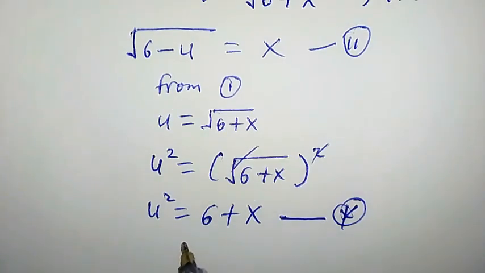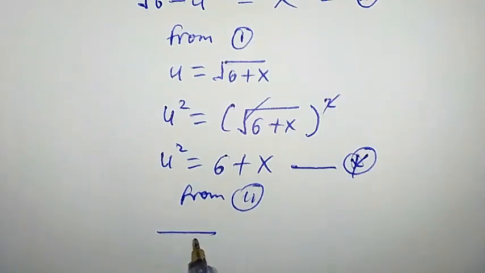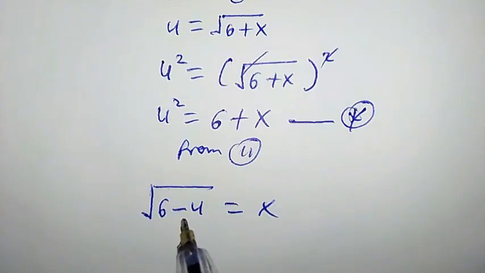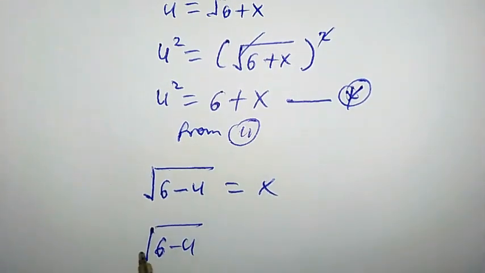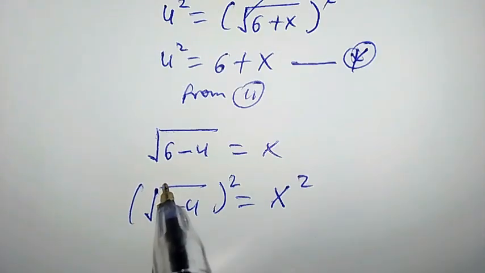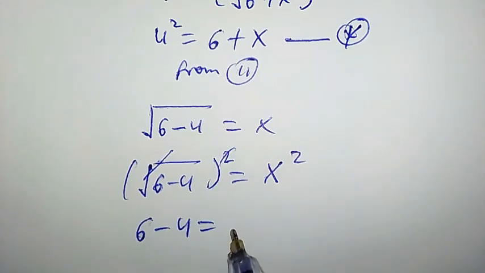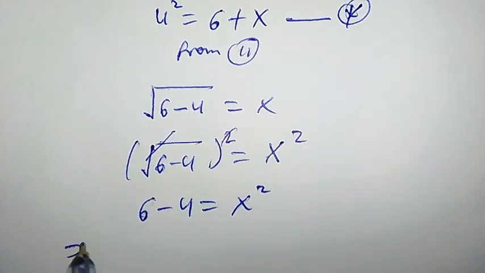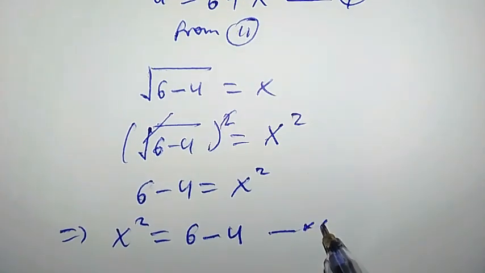So now from equation 2, this guy, square root of 6 minus u equal to x. Suppose we also square both sides, we are going to have square root of 6 minus u times 2 equal to x to the power of 2. This bigger square root takes care of this power, so we have 6 minus u equal to x to the power of 2. This implies that x to the power of 2 is equal to 6 minus u. So let us call this equation star star.